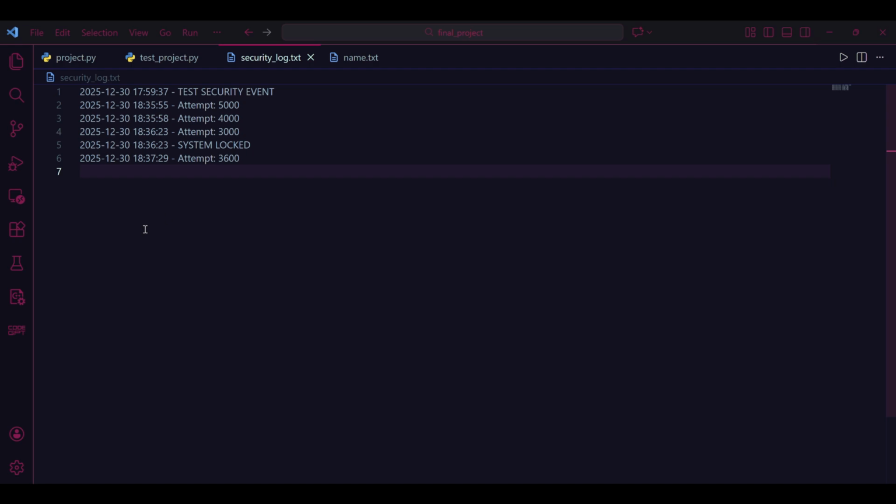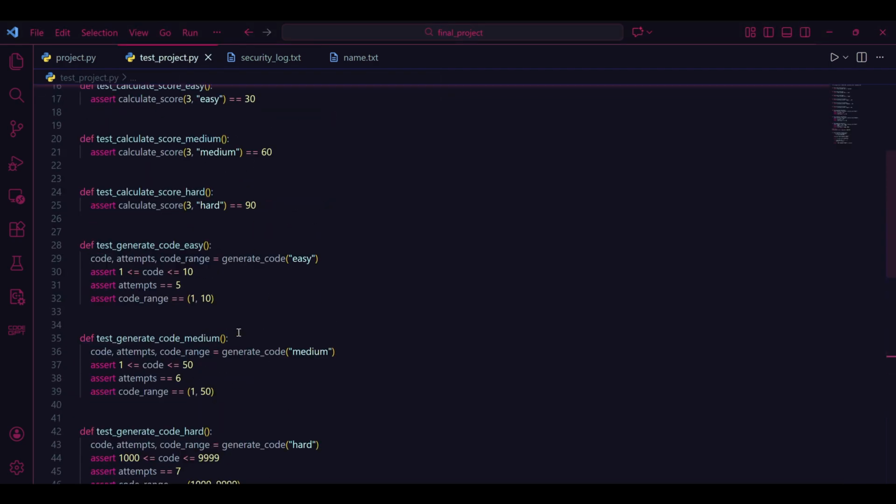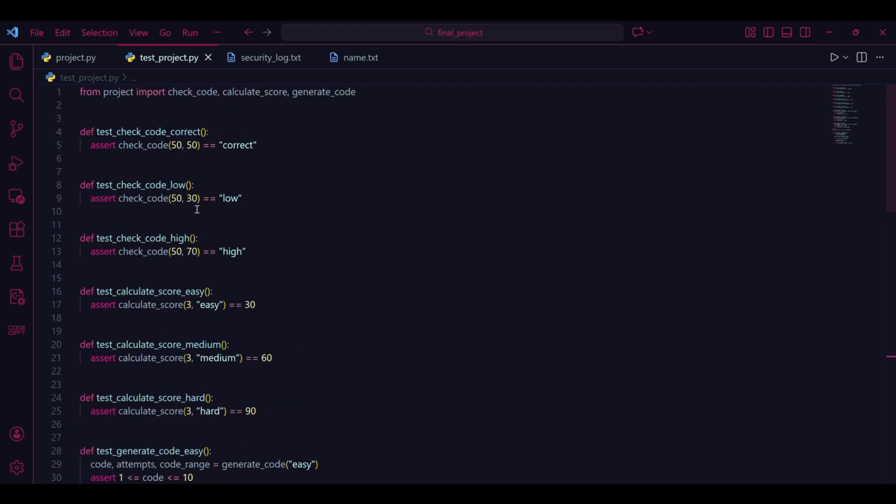This project includes automated tests written with PyTest. The tests verify core security functions.